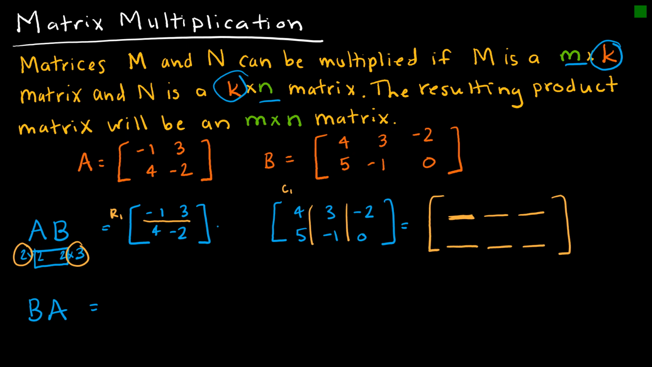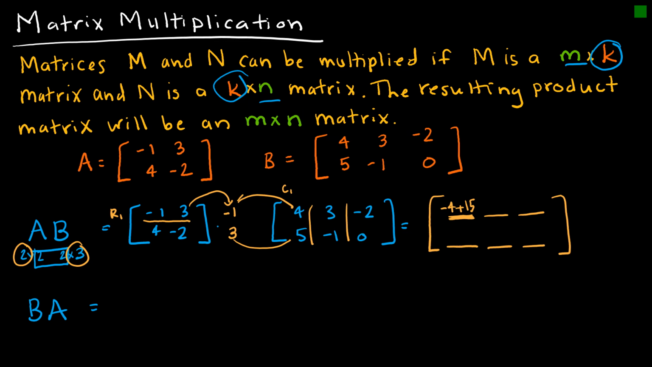What I tell students to do, and again this is up to you, is it might be easier to take this and write it in a vertical fashion instead, because I'm going to take negative 1 times 4, which is negative 4, and I'm going to take 3 times 5, which is 15, and add those values together, because now I've taken row 1 by all of column 1.